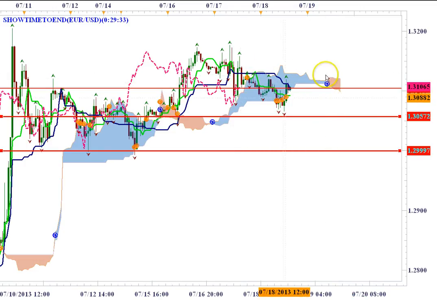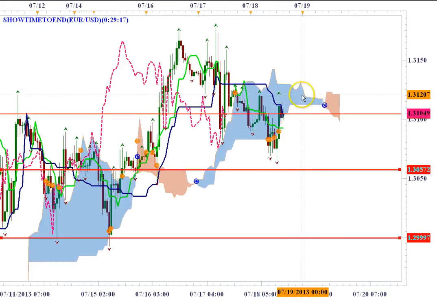So you got your TK crossover, your Kumo twist. Chikou span will be below price, and price is below the cloud. So we break that level, we have all of our signals. So we're playing the Ichimoku the way that the signals are telling us to play this. Now if this doesn't ever go lower than that and it goes up, we got to wait till price breaks and makes a fractal high.